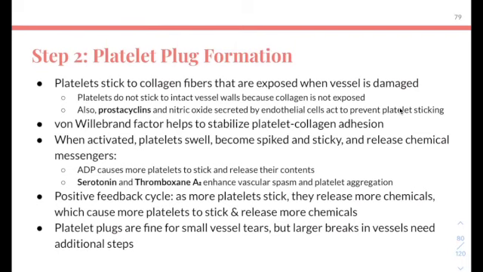So we're sending chemicals out to bring more platelets to the area. As platelets get there, they release more chemicals to bring more platelets. So we're bringing more and more. So that's what makes it a positive feedback cycle. Platelet plugs are good for small vessel tears, but if a larger blood vessel tears, that's usually where something like stitches come into place, because it's hard to close down an entire large blood vessel to form that platelet plug.